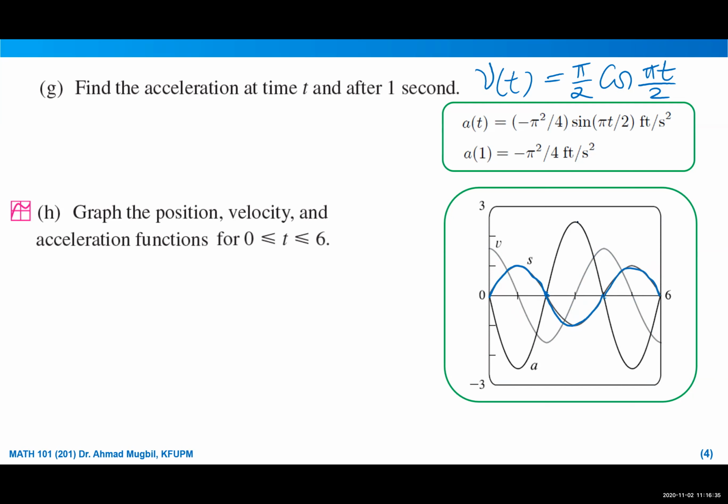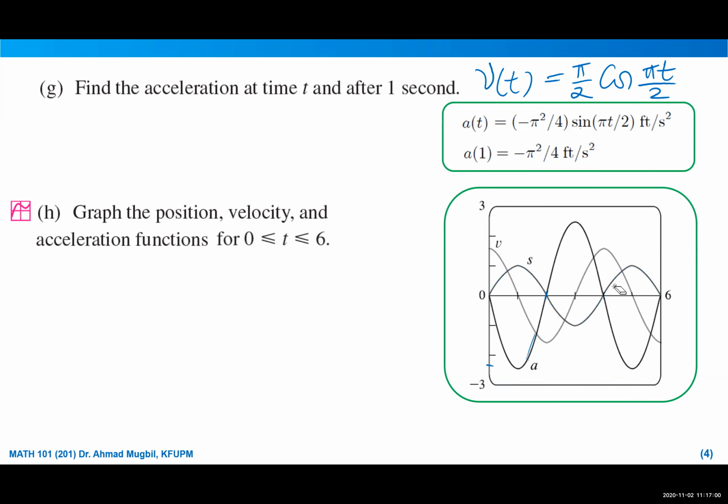This is S, and this is cosine. The acceleration also is sine, but negative, so it will be reflected, look. It is the same, but reflected, and also the altitude of the graph, which is called the amplitude. The amplitude here is pi over 2, and here, negative pi squared over 4. So this one is the acceleration.